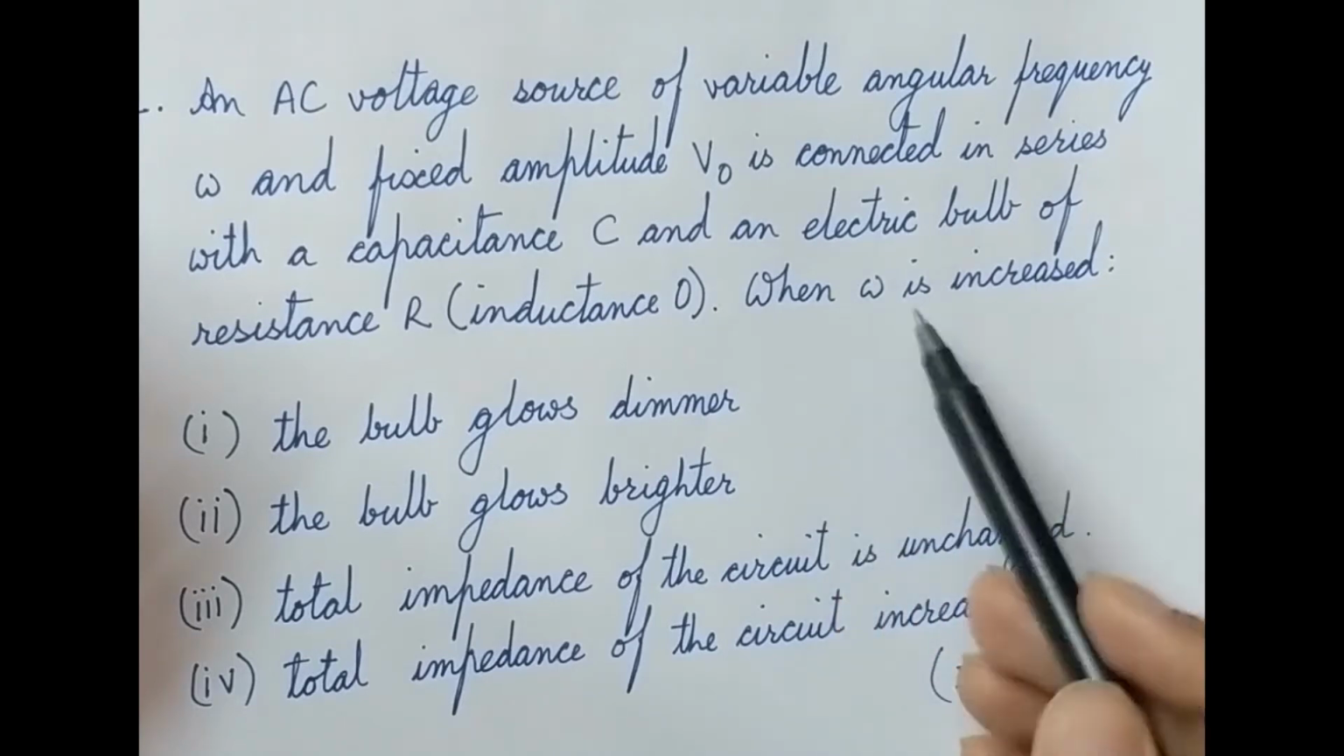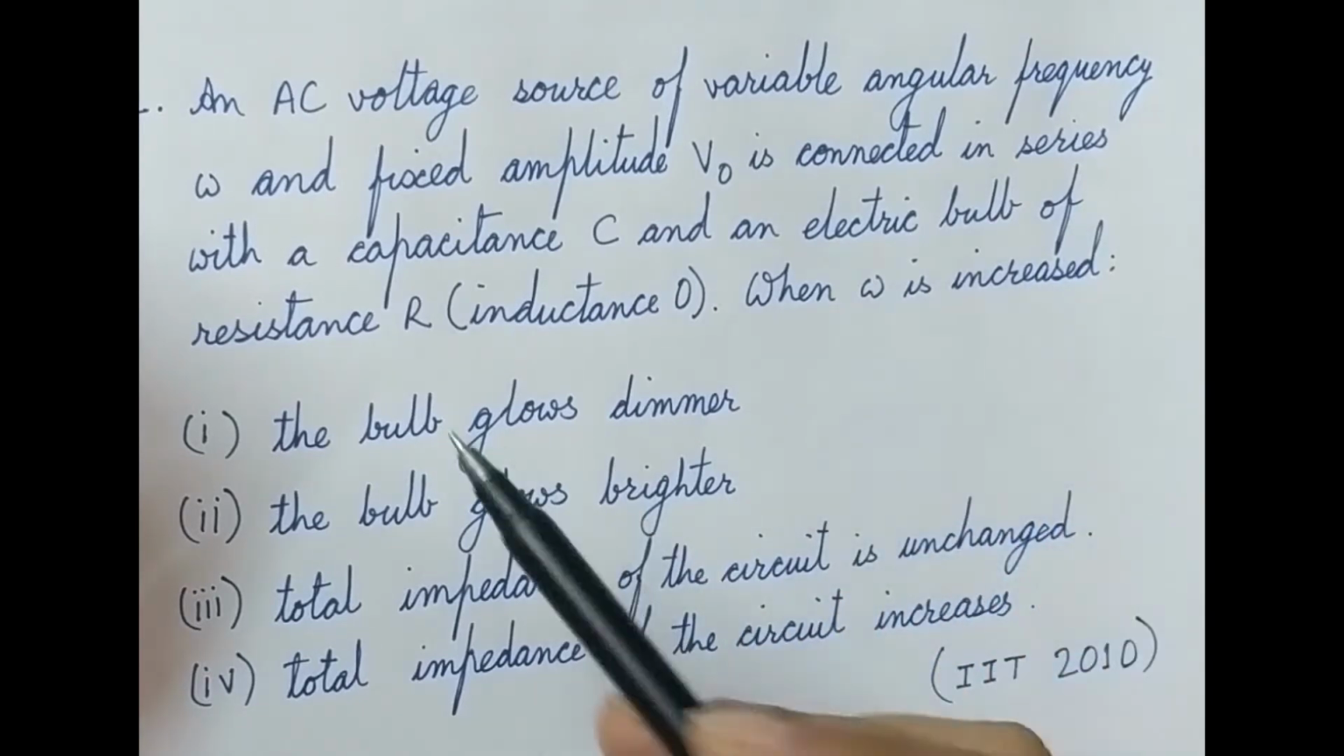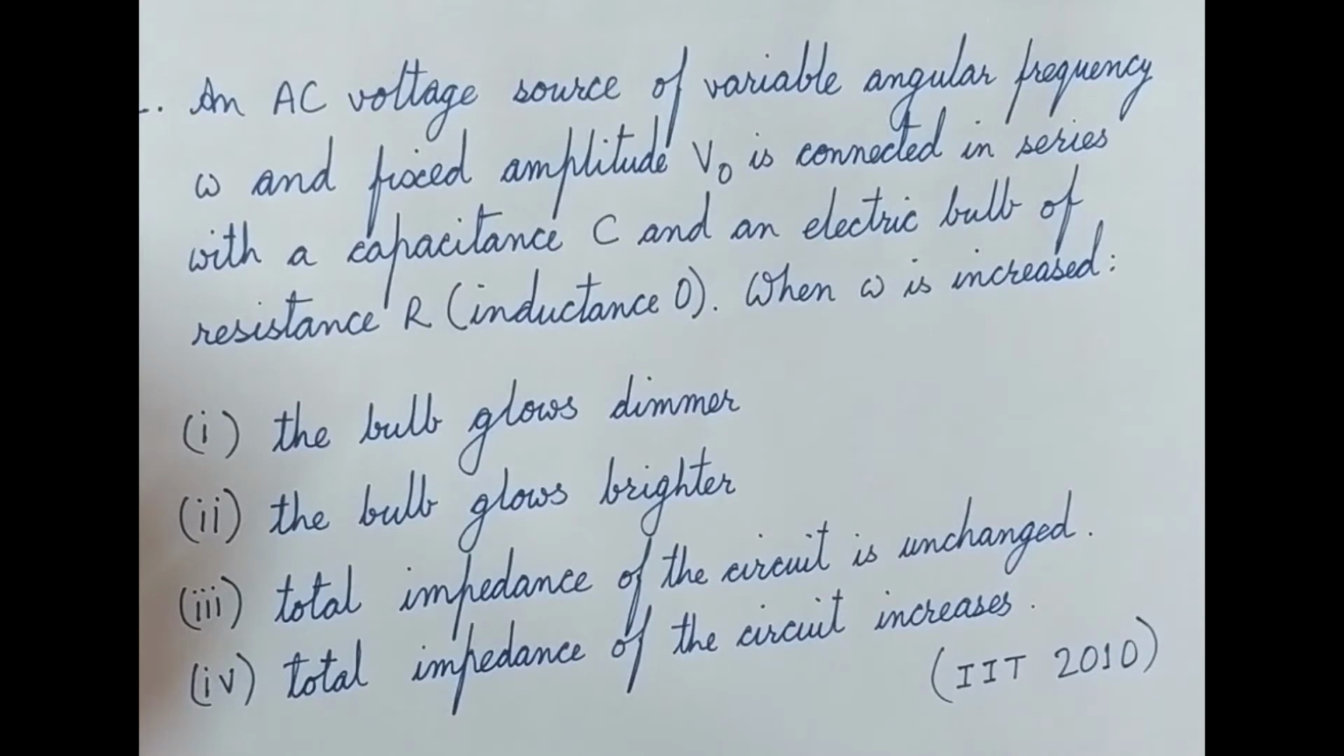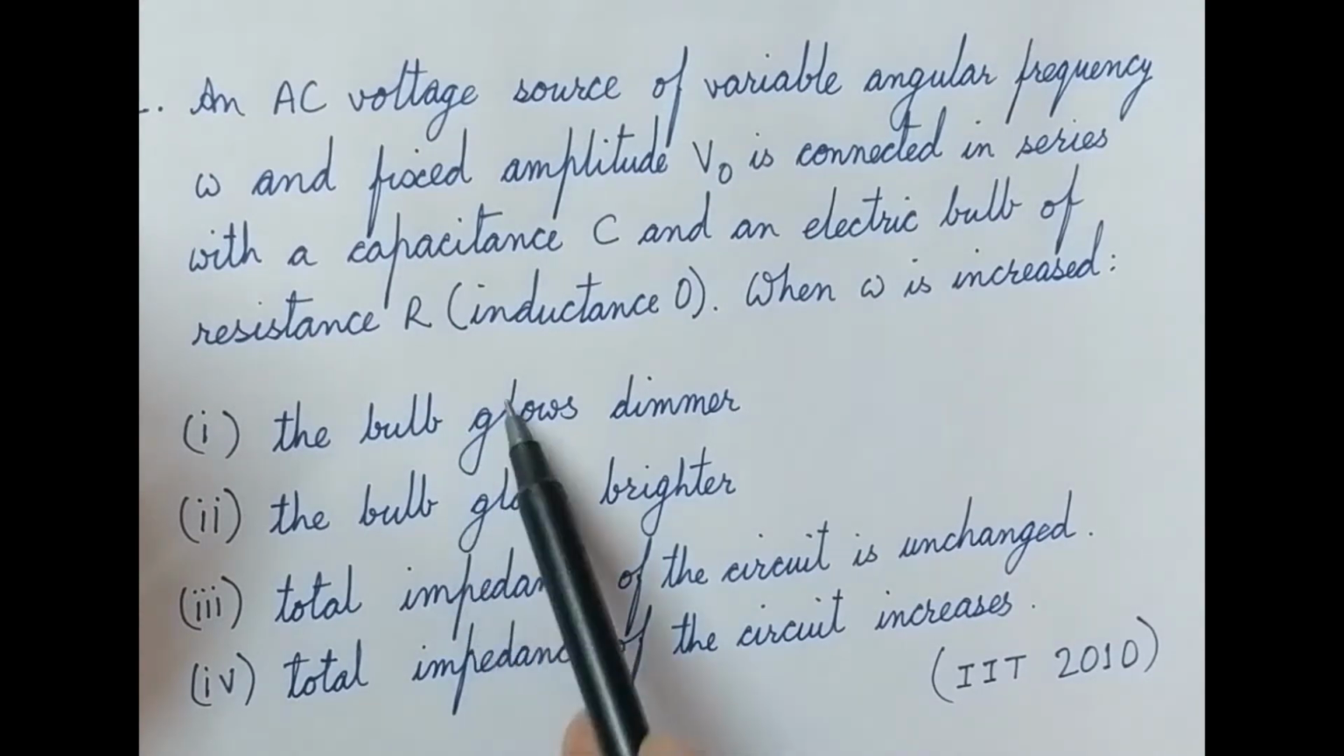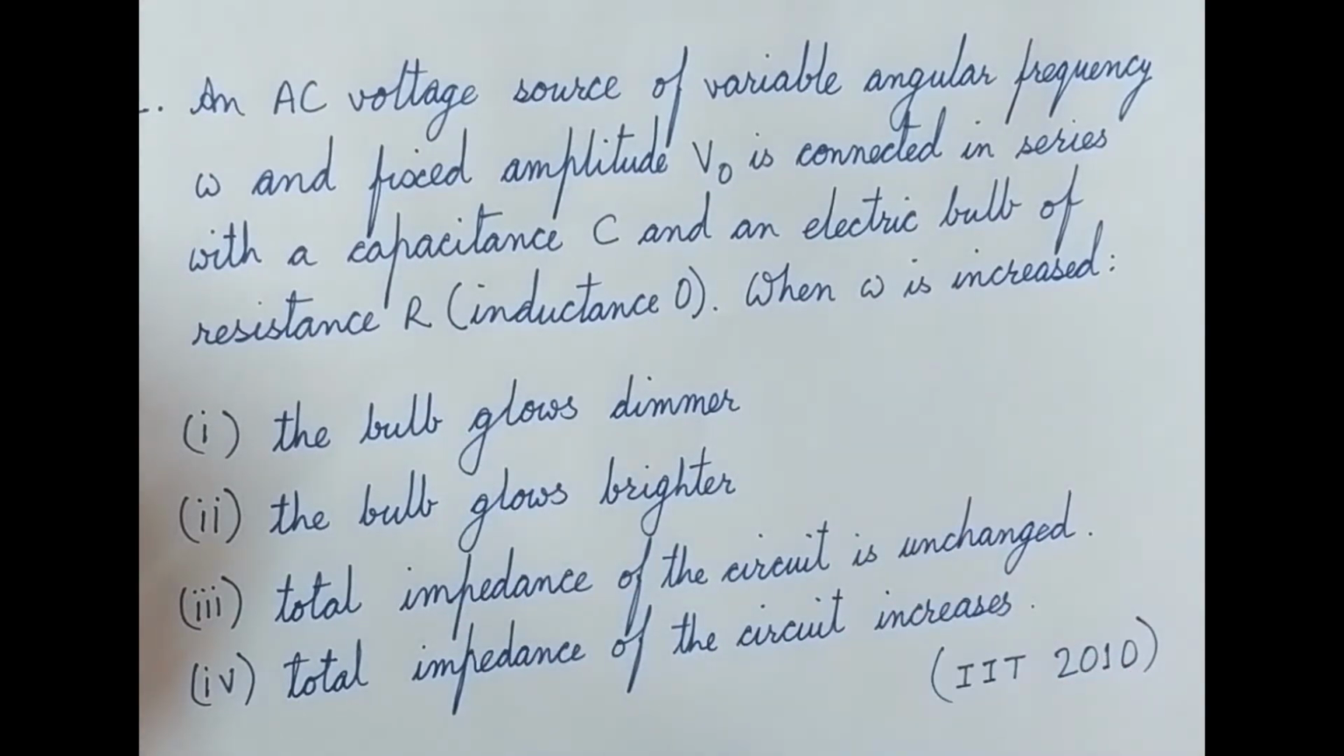It says that when the omega is increased, that is the angular frequency is increased, which of these becomes true. Now there are two things that it checks: whether the bulb glows brighter or dimmer, and whether the total impedance is increased or remains unchanged. So we need to look for two quantities. One is the impedance and the other is the current, because the current will define whether the bulb glows brighter or dimmer. First, finding the impedance.